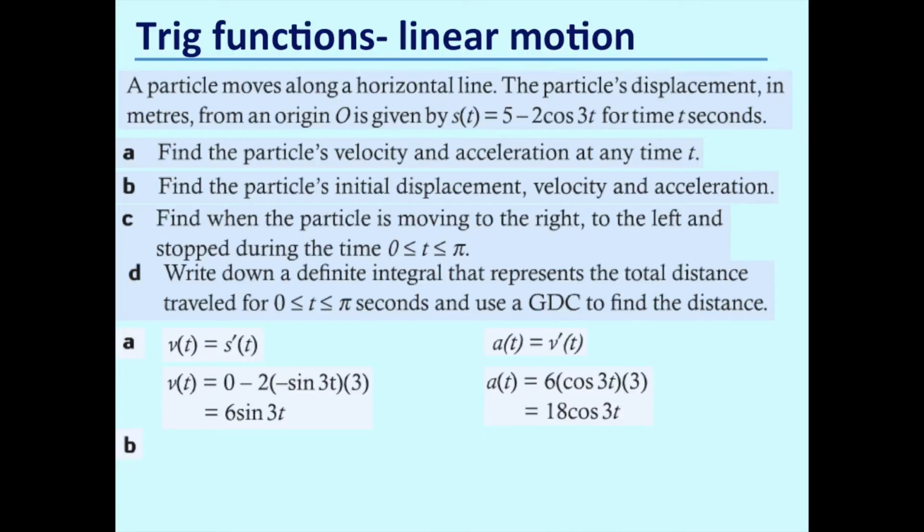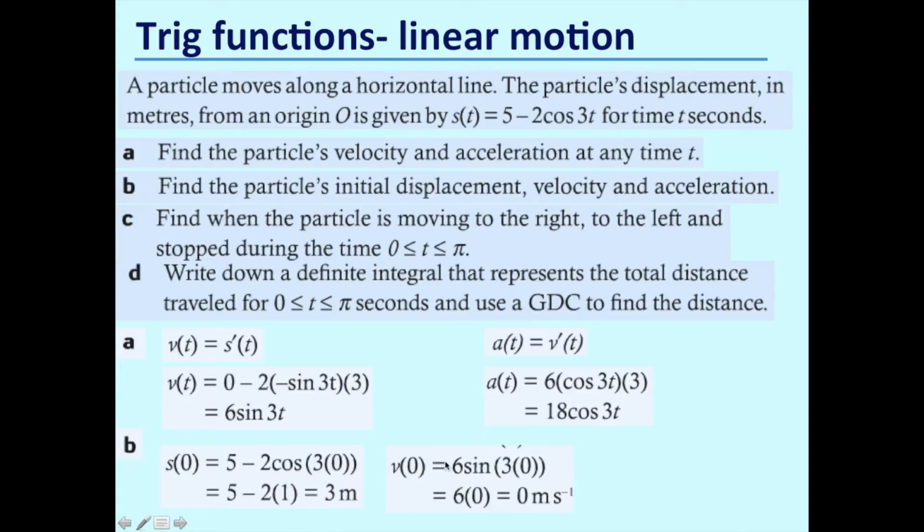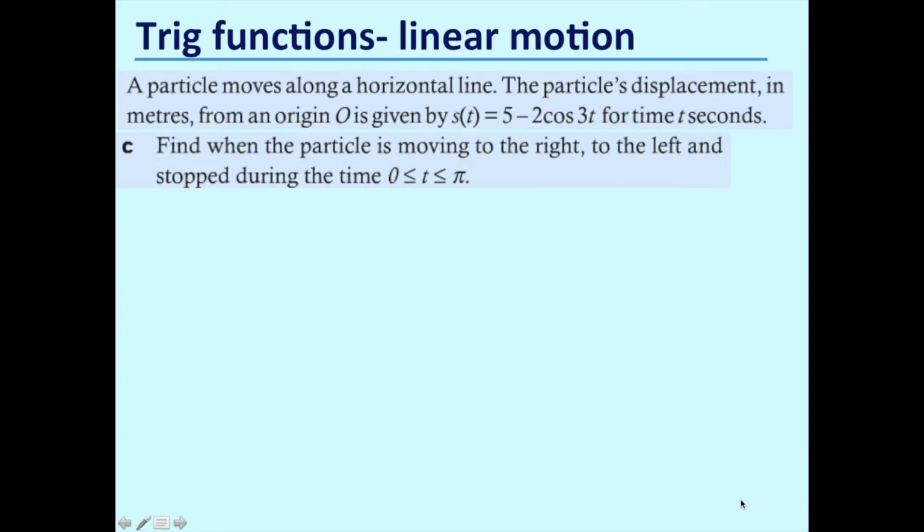For part B, then find the particle's initial displacement, velocity, and acceleration. So substitute in for 0, and you end up with a displacement of 3, and substitute in for 0 into the velocity, and you end up with a velocity of 0 meters per second. Final acceleration there, again substituting in for 0, gives us 18 meters per second squared.